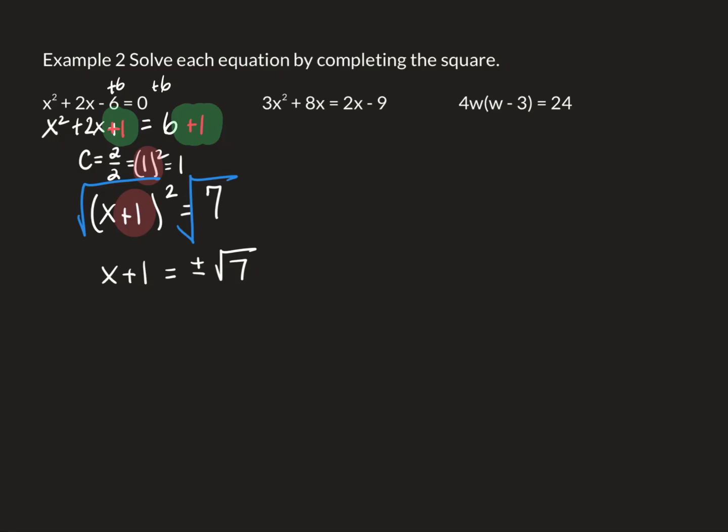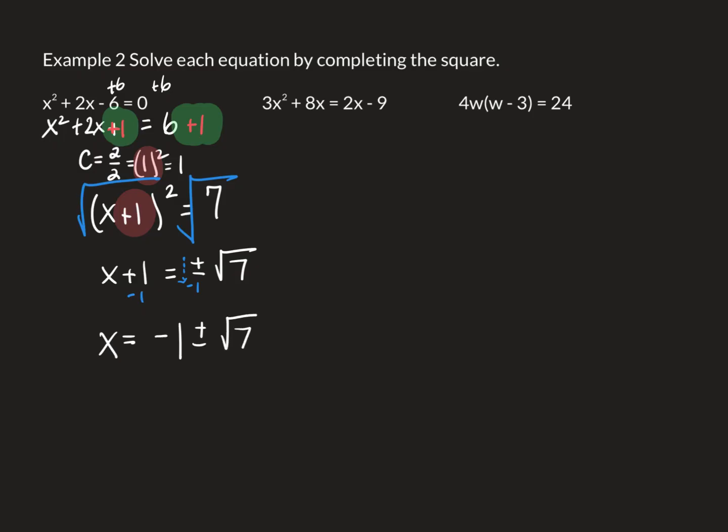Now I'm going to get my x alone. And I don't see that in the steps, so you might want to make sure to say solve. Solve to get your x alone. So I'm going to subtract 1 from both sides. Do not forget to put that minus 1 in front of the plus or minus. So x will equal negative 1 plus or minus the square root of 7.